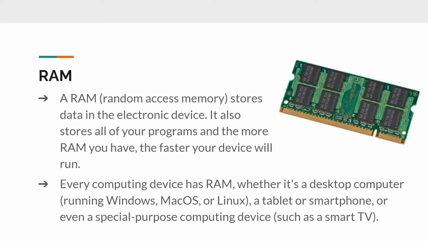Next up, another hardware component is RAM. RAM, which stands for Random Access Memory, stores the data in your electronic device. It stores all of your programs, so the more RAM you have, the faster your device will run. Similarly to a CPU, every computing device has RAM, whether it's a desktop computer, a tablet, a smartphone, and even some special purpose devices like a smart TV have RAM in them.